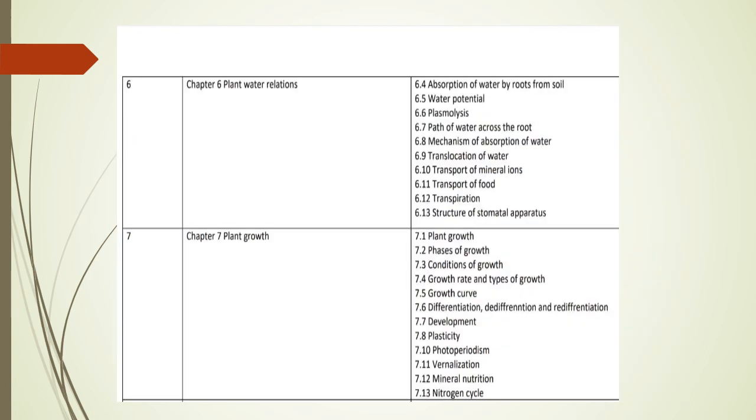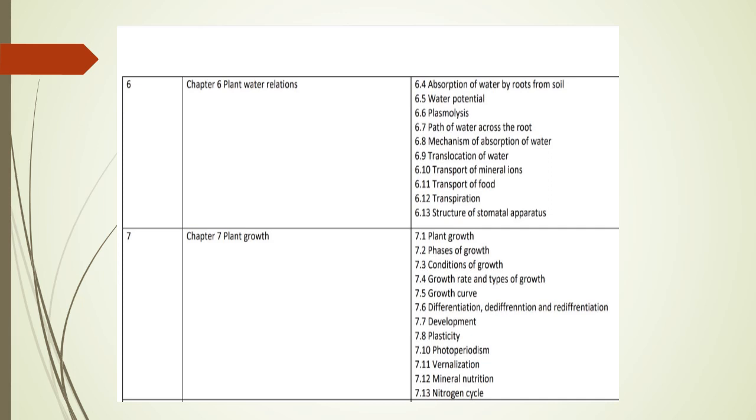Okay. Now in the 6th chapter, plant water relations, we have 6.4, 5, 6, 7, 8, 9, 10, 11, 12 and 13. So these are the portions which are non-evaluative. This directly goes to show that we have to study 6.1, 6.2, 6.3, along with the middle portion which is to be removed from studying, which is not to be considered for evaluation. So questions will be set only on those.